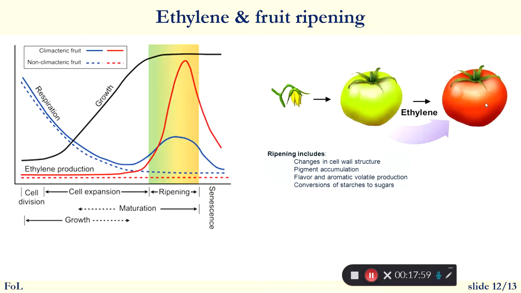And so if you've ever eaten fruit that's not ripe yet, you'll know that it's very starchy. It can sometimes make your mouth feel very dry to eat something like that. Other plants still have respiration. They still have growth. Their ethylene production doesn't change during the ripening process. They still ripen, it's just that's not the signaling molecule.